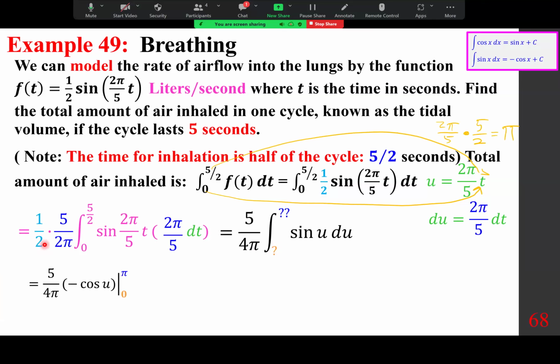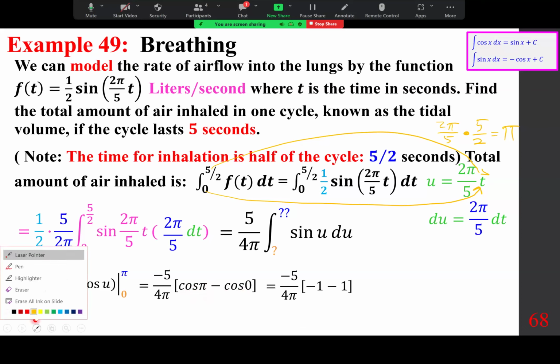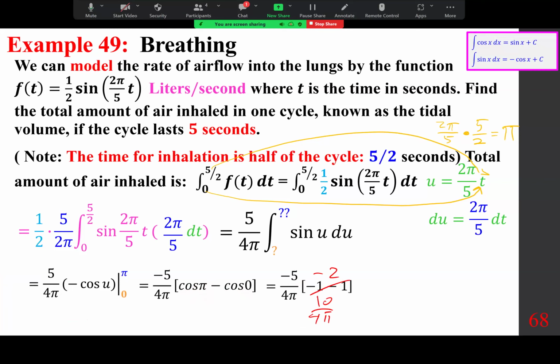I can keep this negative sign out. So minus 5 over 4π, cosine of π minus cosine of 0. We had done this before. You should know cosine of π is -1, minus cosine of 0 is +1. These two add up to -2. So we have 10 over 4π, or 5 over 2π. That's a precise answer. You should show the precise answer.